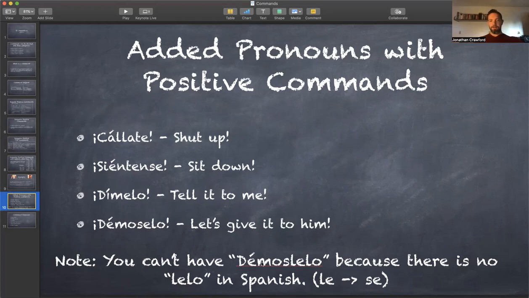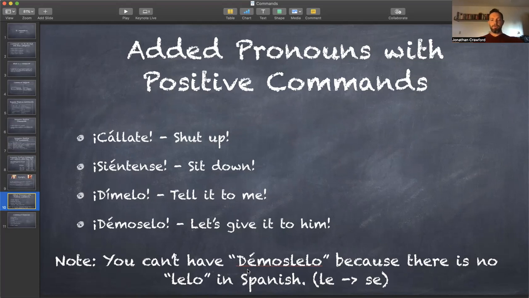Note, you can't have démoslo because there is no le-lo in Spanish. The reason why there's no le-lo in Spanish is because le is an indirect object pronoun in the third person, and lo is a direct object pronoun in the third person. Whenever you have le, lo in Spanish, the le has to turn into se.